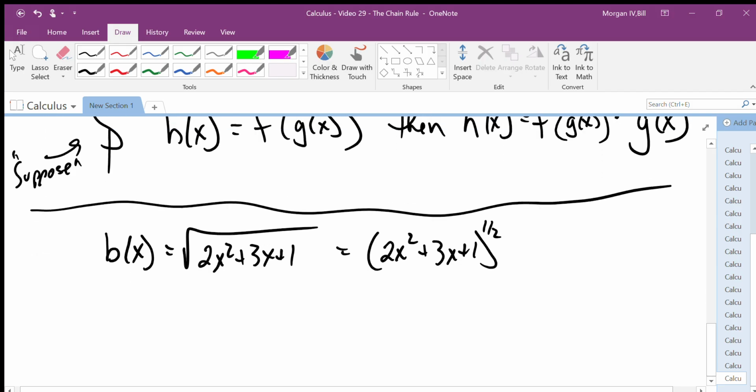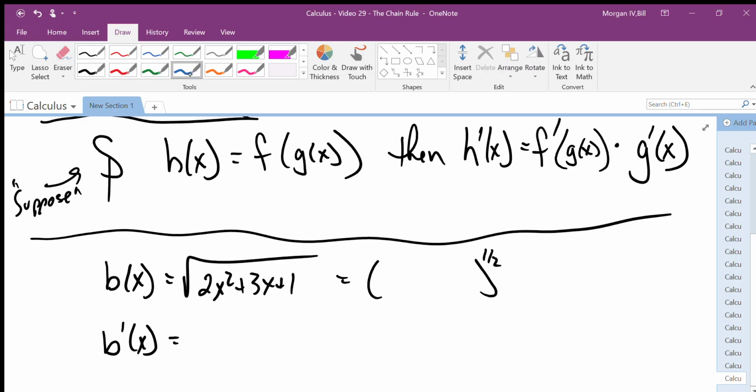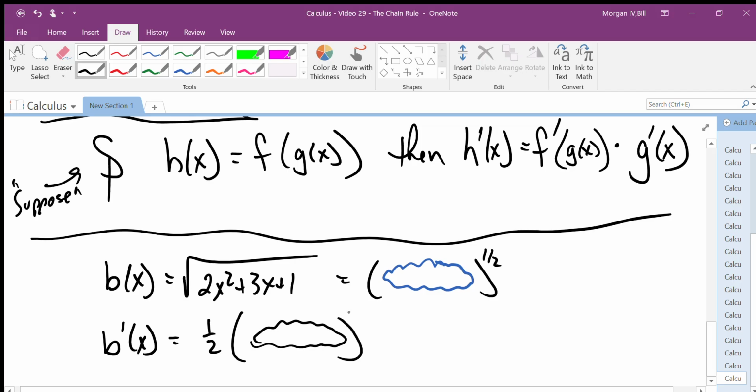To take its derivative, b prime of x, I want the outside function. What I'm picturing here is some blob. I have a blob to the 1/2 power. The derivative is I'm going to bring the 1/2 out front times my blob to the negative 1/2 power. The blob doesn't change. We'll bring the 1/2 out front times blob to the negative 1/2. That is f prime of g of x.